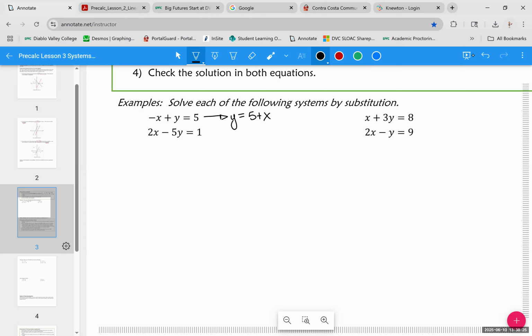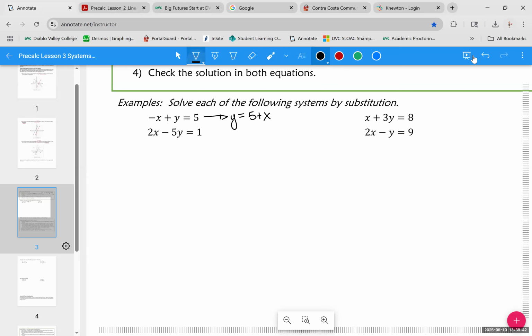And this is why the substitution method works best when you have a situation like this, where the x or the y in one of the equations is either just a 1x or a 1y or possibly a negative x, because that makes it easy to solve without a lot of fractions.